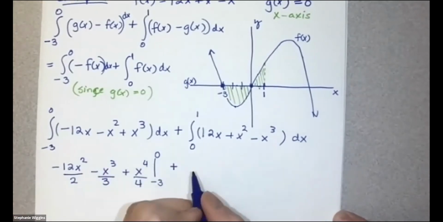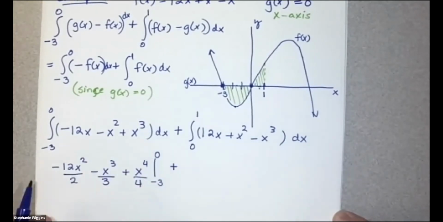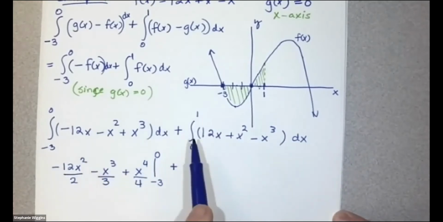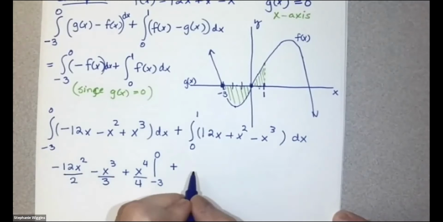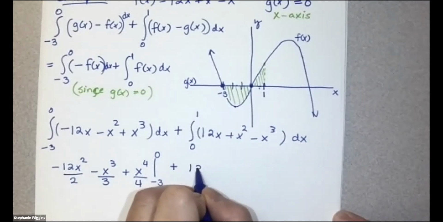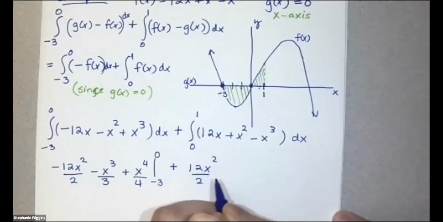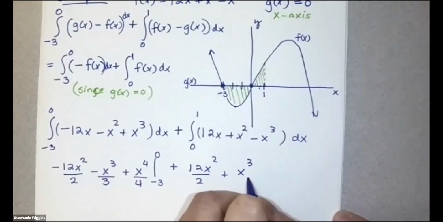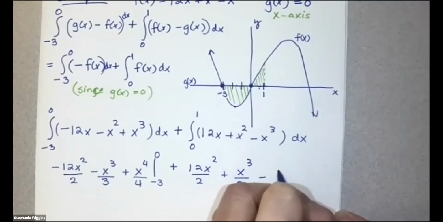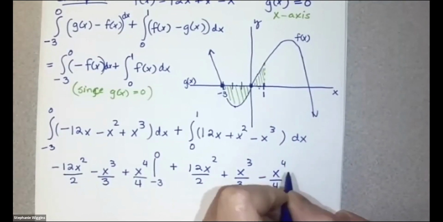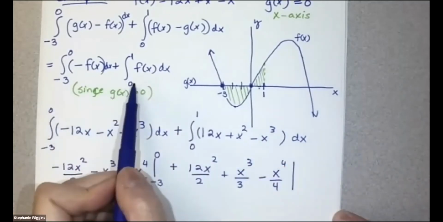Same thing here. The only difference is we're going to have different signs because these are the opposite signs. But it's the same procedure. You're going to have 12x squared divided by 2 plus x cubed divided by 3 minus x to the 4th divided by 4. And this time you're going to evaluate it from 0 to 1.